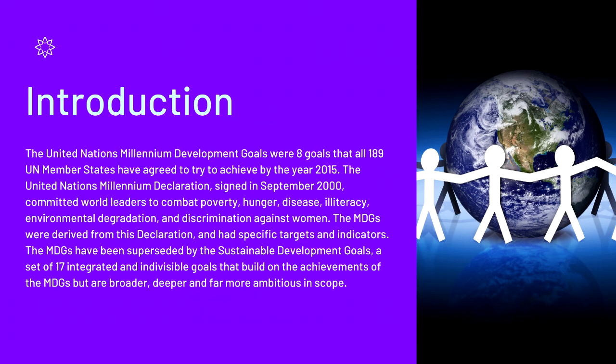The Millennium Development Goals have been superseded by the Sustainable Development Goals, a set of 17 integrated and indivisible goals that build on the achievements of the Millennium Development Goals but are broader, deeper, and far more ambitious in scope.